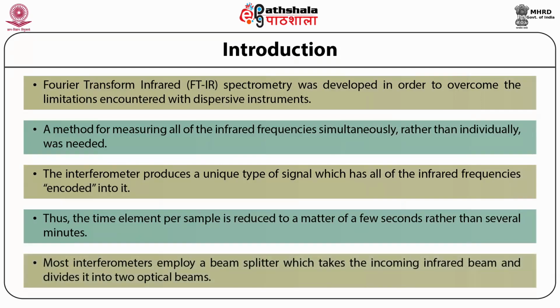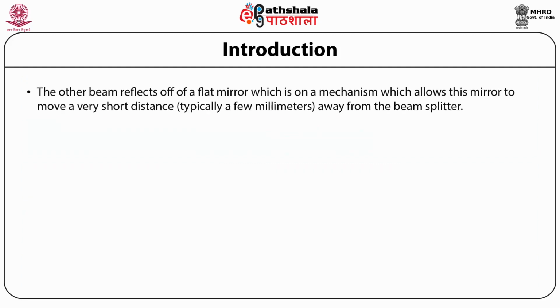Most interferometers employ a beam splitter which takes the incoming infrared beam and divides it into two optical beams. One beam reflects off a flat mirror which is fixed in place. The other beam reflects off a flat mirror which is on a mechanism that allows this mirror to move a very short distance, typically a few millimeters away from the beam splitter.